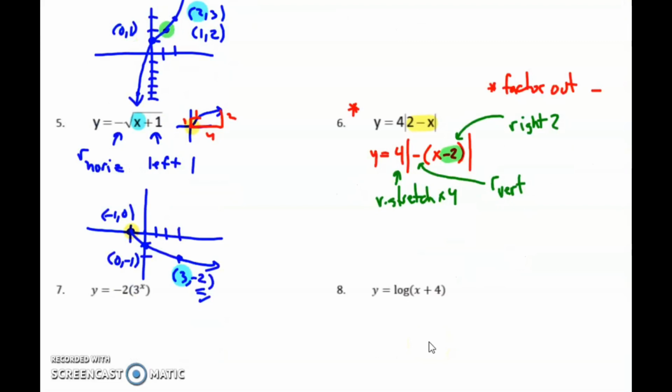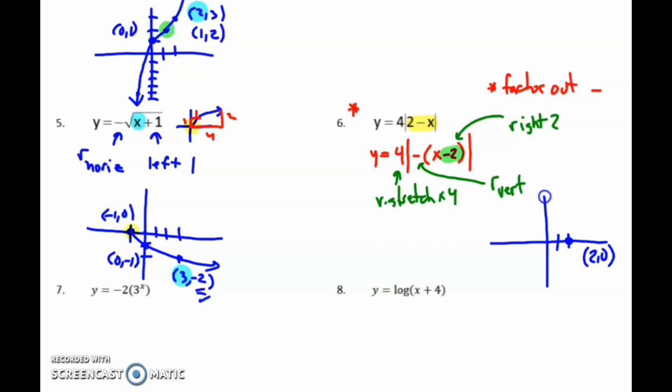All right, let's make a sketch of this. Absolute value is a V. This is right 2. That's going to be my vertex. All right, so that's 2, 0. The reflection is vertical, so it's not going to change it really. And I've got a vertical stretch of 4.